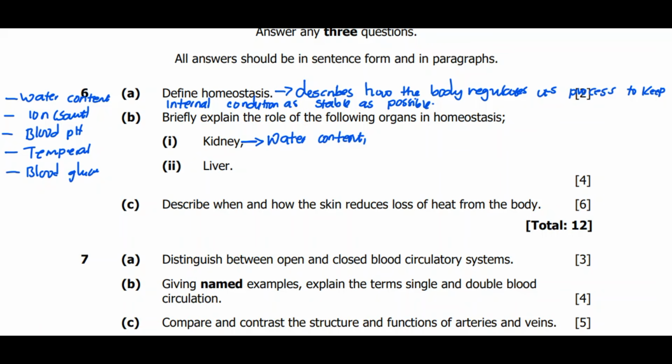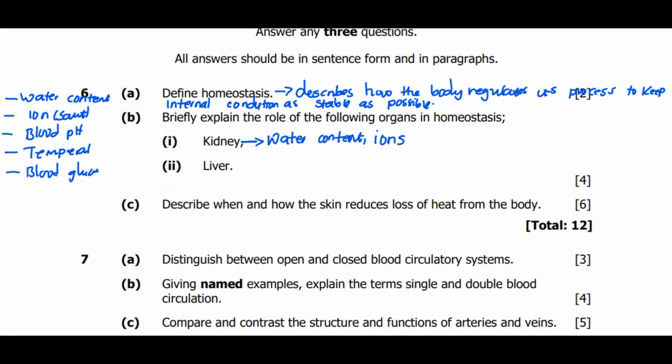So what happens if there is too much water? Then we know that we are going to have a dilute urine. So the kidney will make sure that it produces a dilute urine. Then if we have less, the opposite happens. We are going to have a very concentrated urine. Then also, the kidney will help to maintain the ions, salt ions.